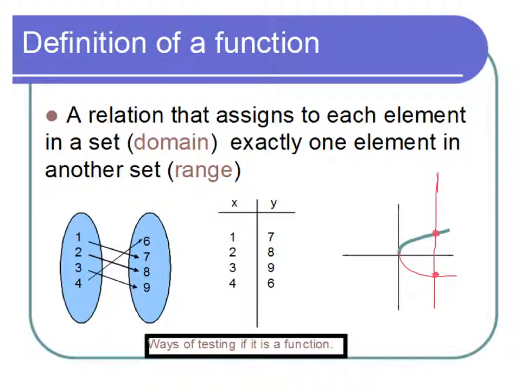Okay, if a vertical line will hit the function more than once, and this could be a vertical line anywhere, like over here it's not going to hit at all, but here it hits twice. And so if it hits twice, it's not going to be a function. So we call that the vertical line test.